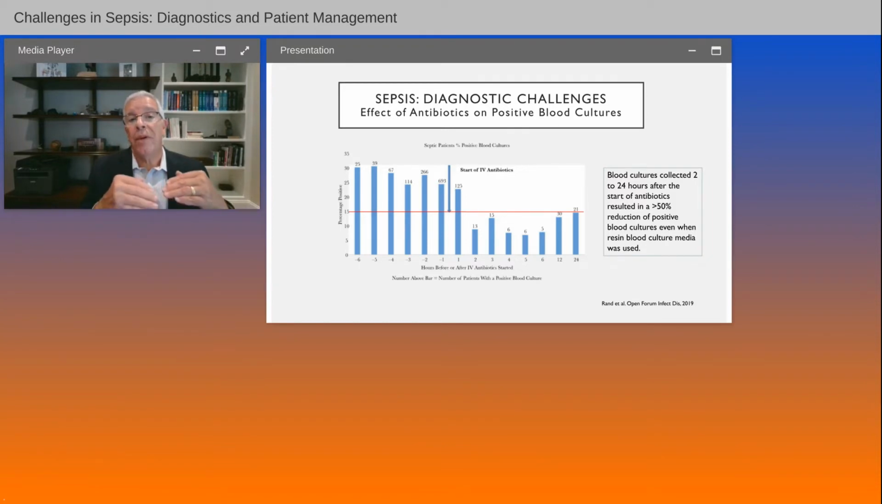If you look at before antibiotics are administered, or even within an hour after administration, in general, between 25 and 30% of the blood cultures were positive. But for the same patient population, after the antibiotics had been administered, and even up to 24 hours later, there was a 50% reduction in positive blood cultures. So even with the value of resins, we still see that there is a challenge in getting positive blood cultures in patients that have received antibiotics.